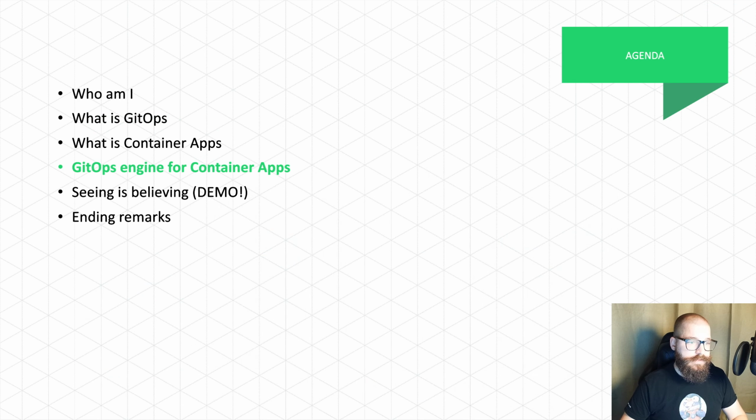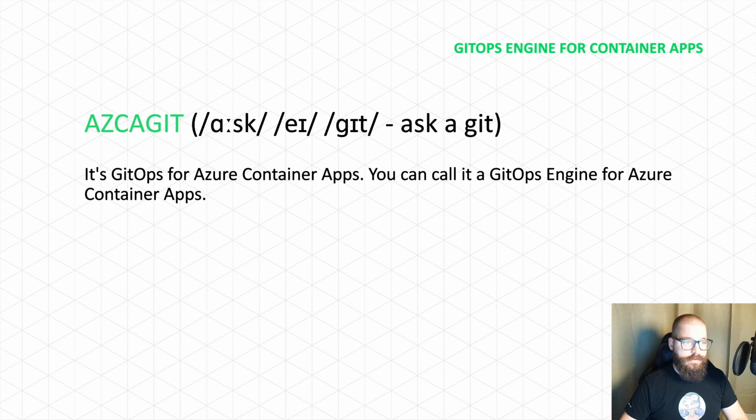GitOps engine for Container Apps, or as my colleague came up with the great name, AskAGit. It's GitOps for Container Apps, and you can call it a GitOps engine for Azure Container Apps. It's an open source project which you can find on Senate AB's GitHub page.